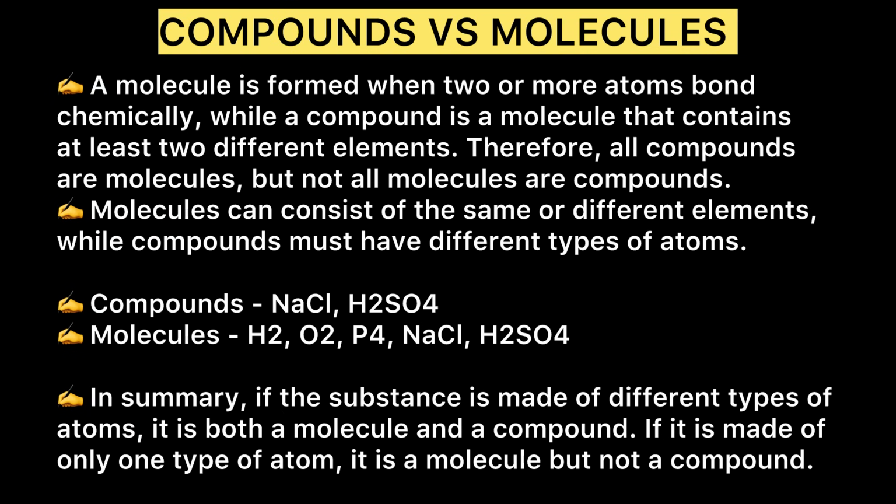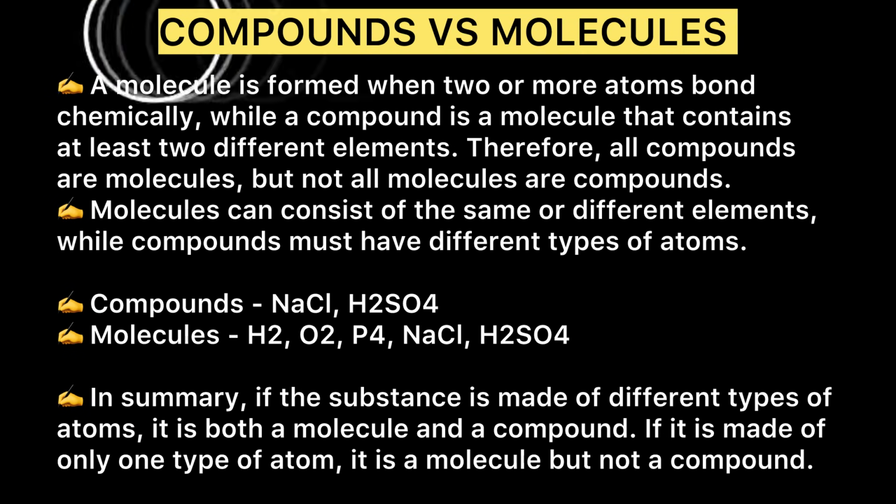I cannot say O2 now is a compound. I cannot say P4 is a compound. They are just molecules. But I can still say that NaCl is a molecule because it contains two different atoms. I can say H2SO4 is a molecule. This is a compound too because it contains three different atoms. So the distinction is that molecules can contain the same atoms or different atoms, but compounds must only contain different atoms. So that's the distinction between them.